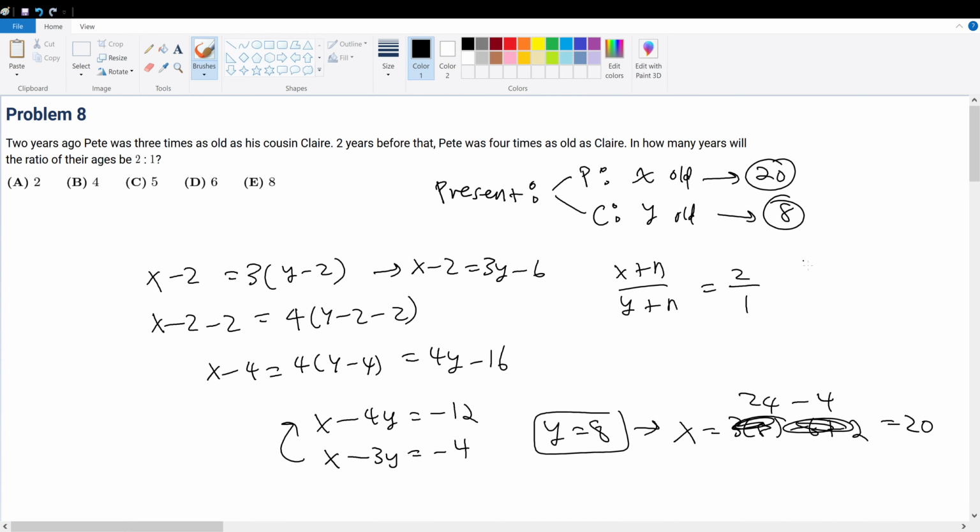Now, in how many years? Well, 20 plus n over 8 plus n must give 2. So that means 20 plus n is equal to 16 plus 2n, and therefore n must be equal to 4. So in 4 years, there will be 2 to 1, and therefore your final answer would be answer choice B.